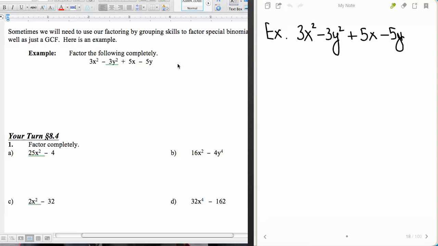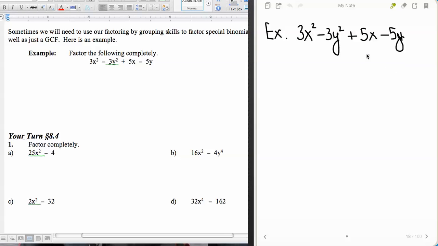All right, so this next example is actually kind of in the flavor of the 8.4 problems, which is combining all of our different special factoring strategies, the ones that involve patterns, all together. So kind of review your turn.